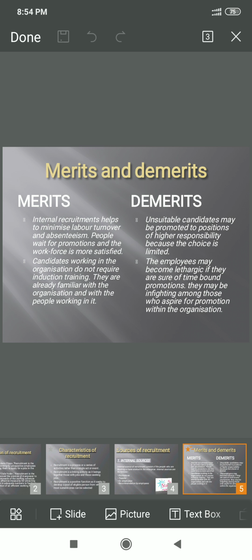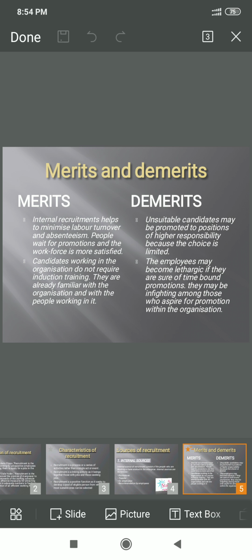You know what? When we don't have options, when we don't have better alternatives to take the decision, then what happens? We are bound to take the decisions. And since the choice is limited, sometimes some unsuitable candidates are promoted because the choice is limited.